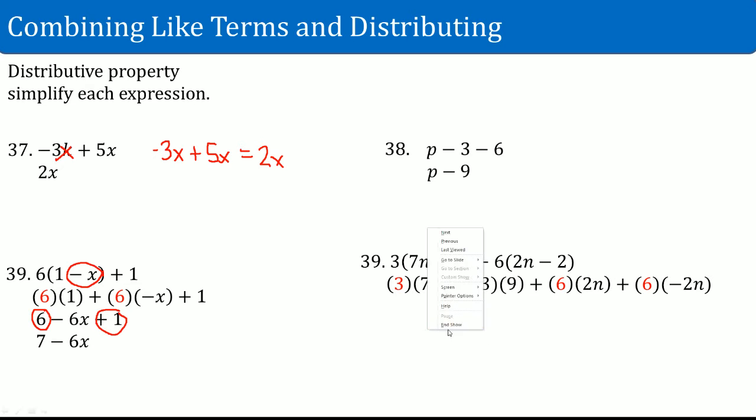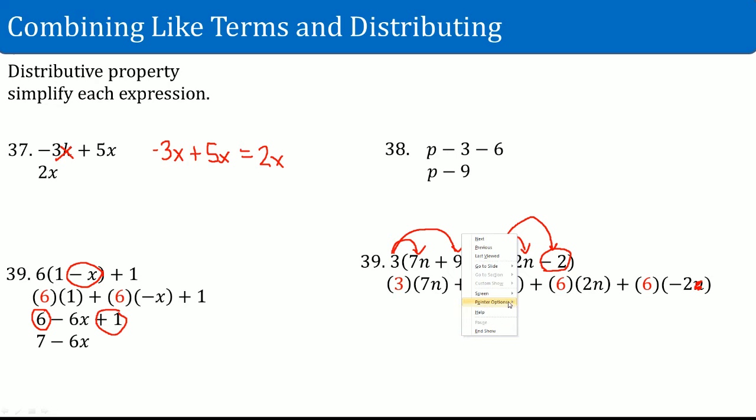If you would like to see it, let me show it to you. 3 times 7n, 3 times 9, 6 times 2n, and 6 times negative 2. Please understand there should be no n here. It should just be 2. Notice it is negative 2 here, right?